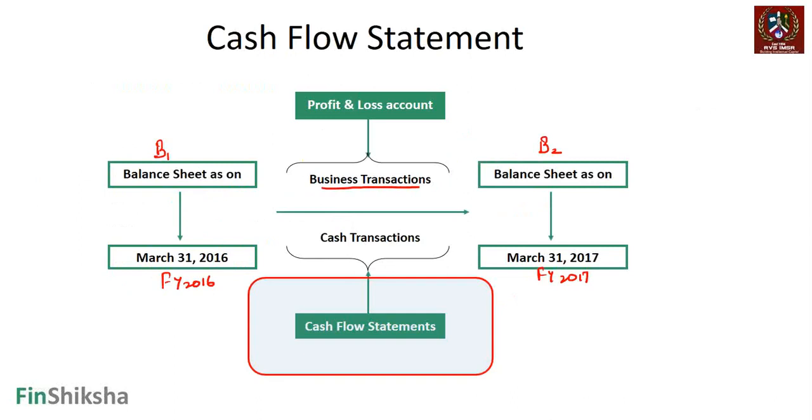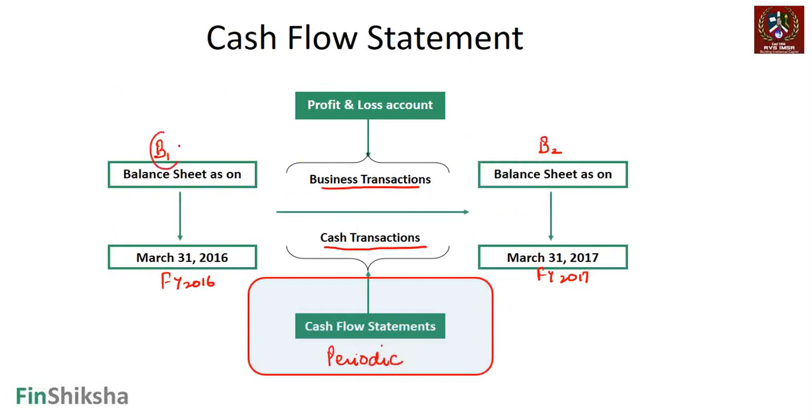If I sell something and my customer has not yet paid me, the P&L account will not look at that at all. The P&L account will just record the sales as soon as the ownership is transferred. Whether cash has come in or not is going to get recorded in what is called the cash transaction, right? And cash transactions will be recorded in the cash flow statement. Once again, like the profit and loss account, the cash flow statement is a periodic statement. It is not at a particular point of time.